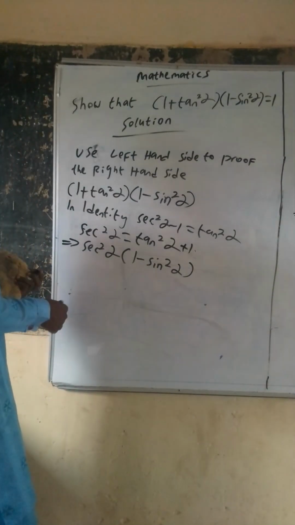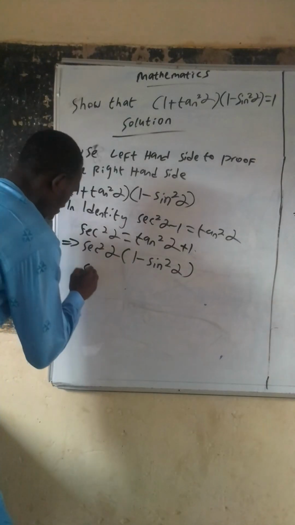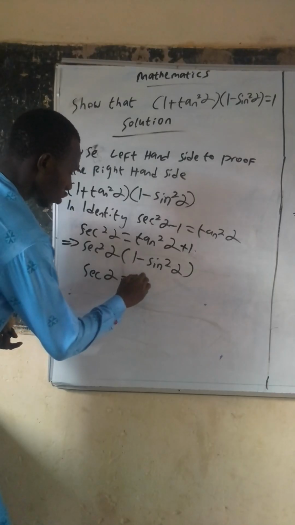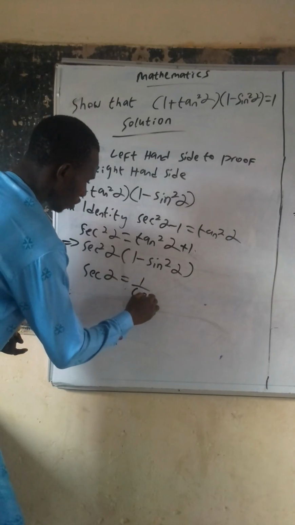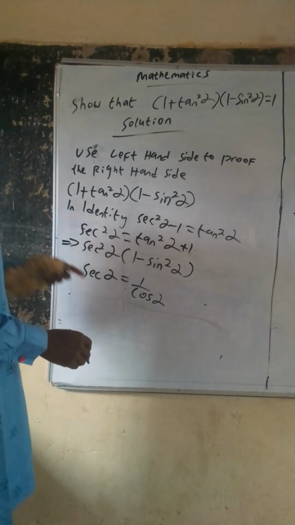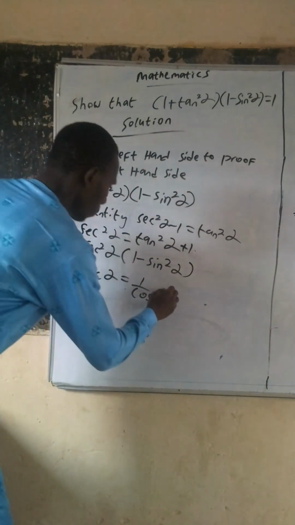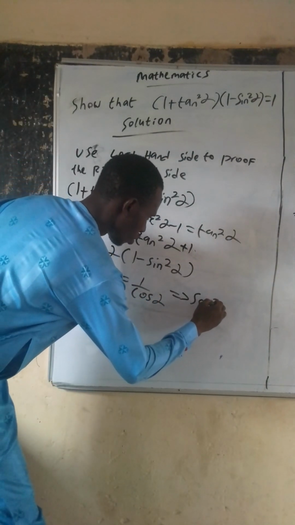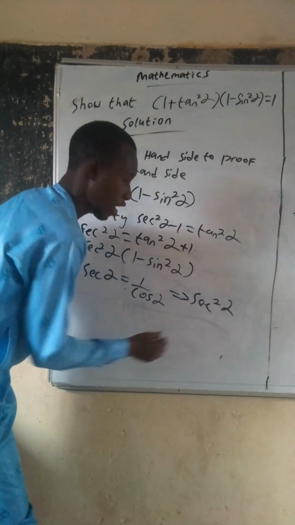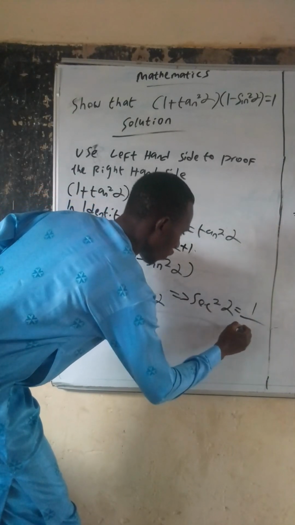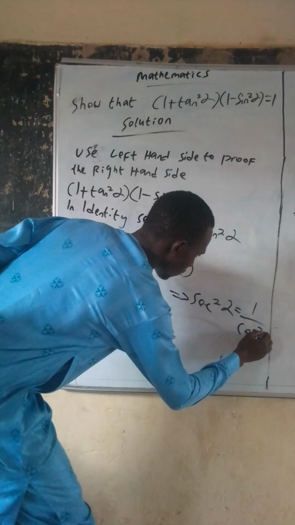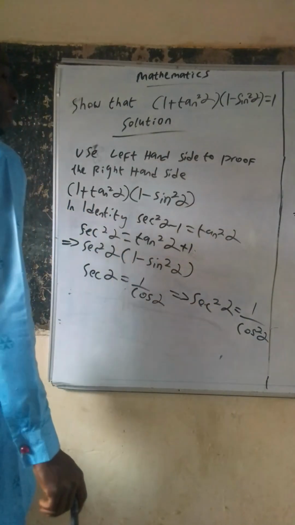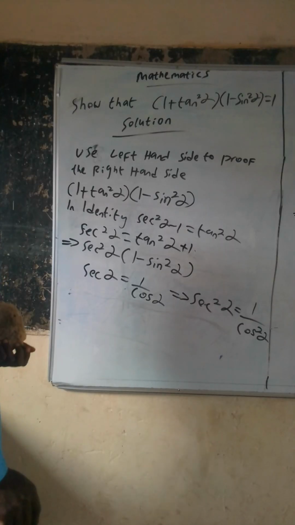Having seen that, in identity also, sec alpha is equal to 1 all over cos alpha. That implies that, similarly, sec square alpha is equal to 1 all over cos square alpha, right? When you square both sides, you're going to get this. Are you getting me? Now let's solve it further.